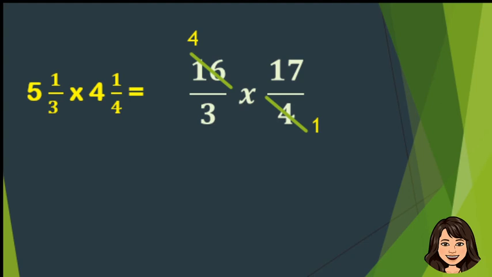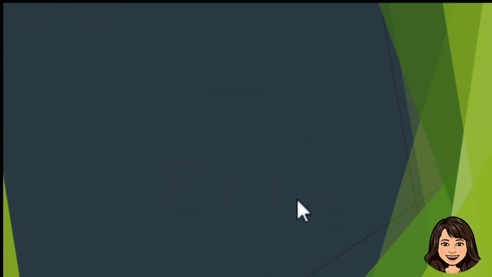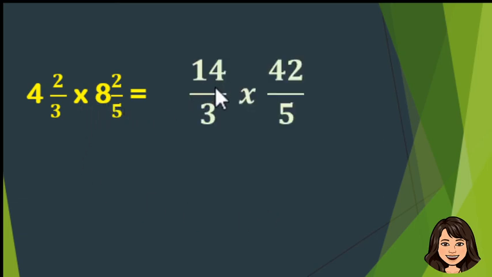So begin multiplying the numerators now. 4 times 17 equals 68. 3 times 1 equals 3 for 22 and 2/3. Next, we have 4 and 2/3 times 8 and 2/5. You have here 4 and 2/3 becomes 14 thirds times 42/5.